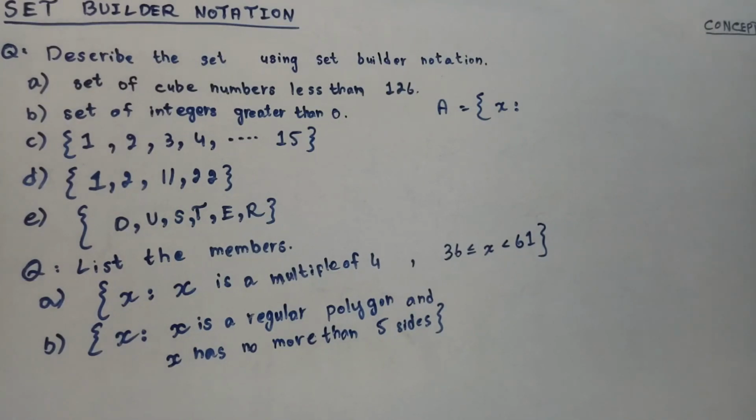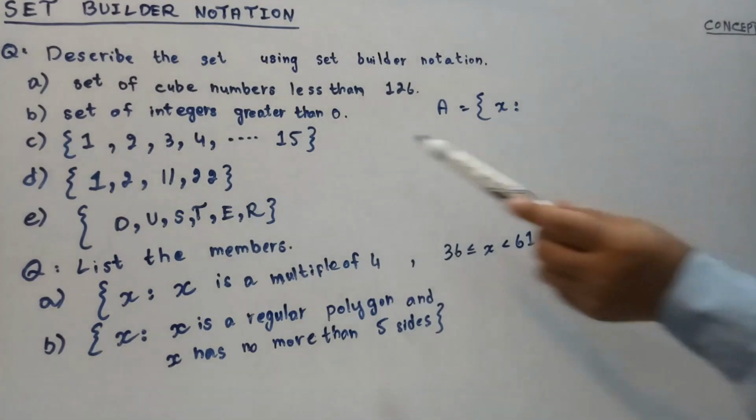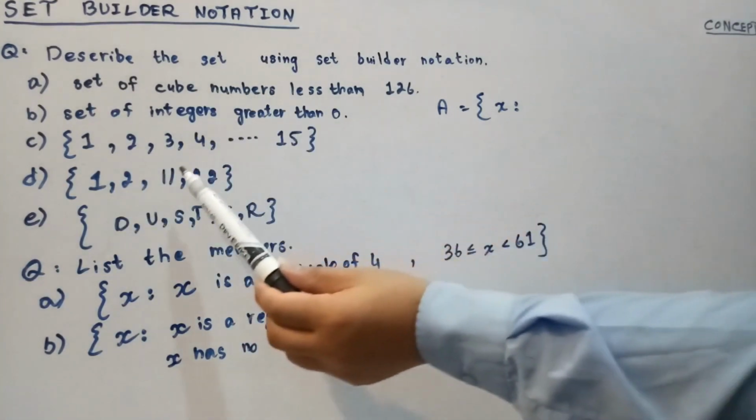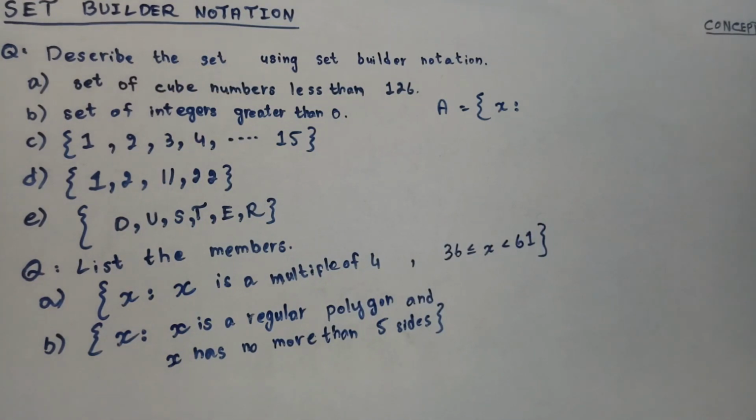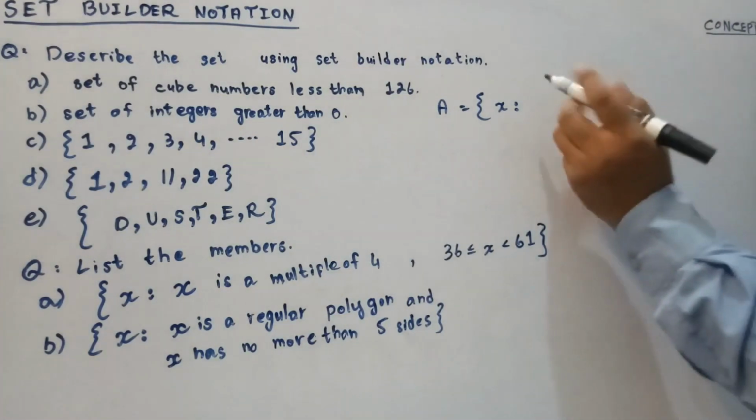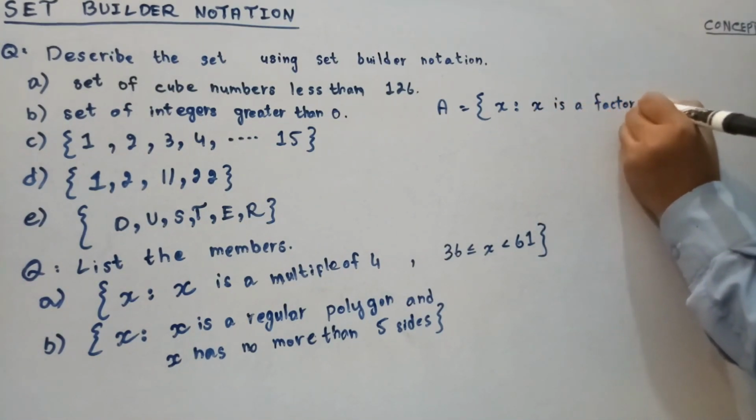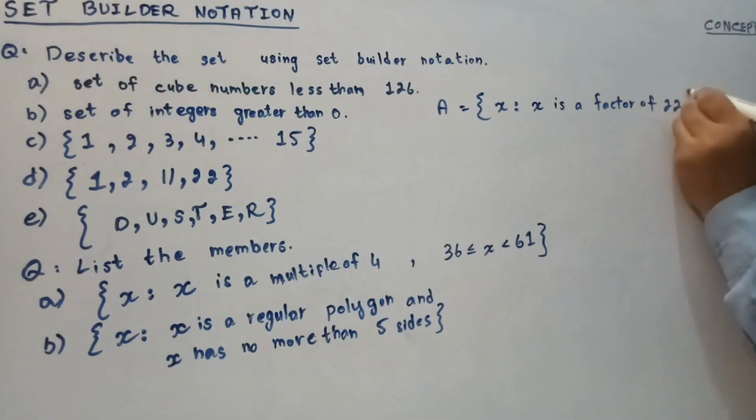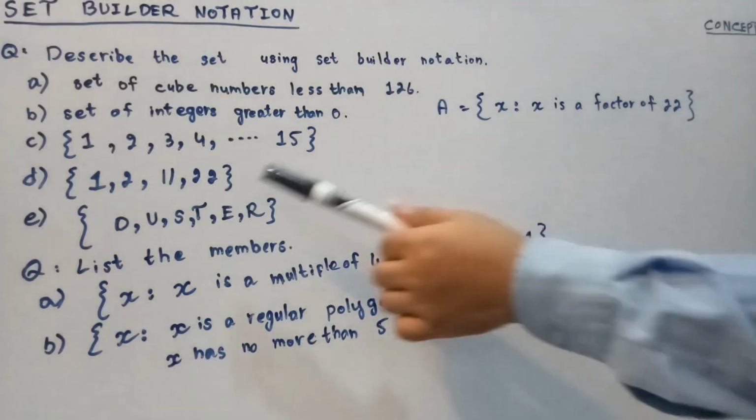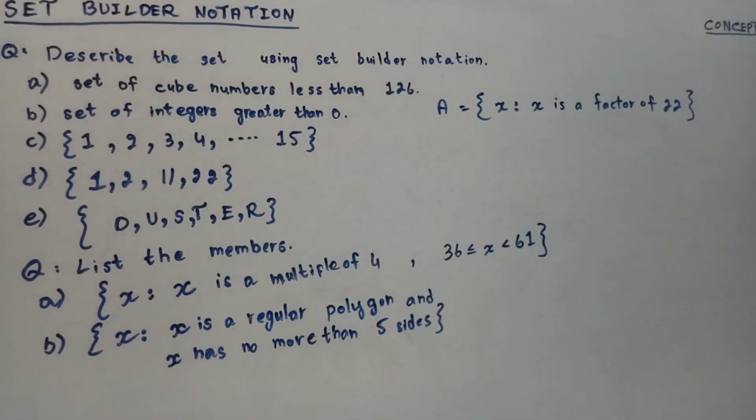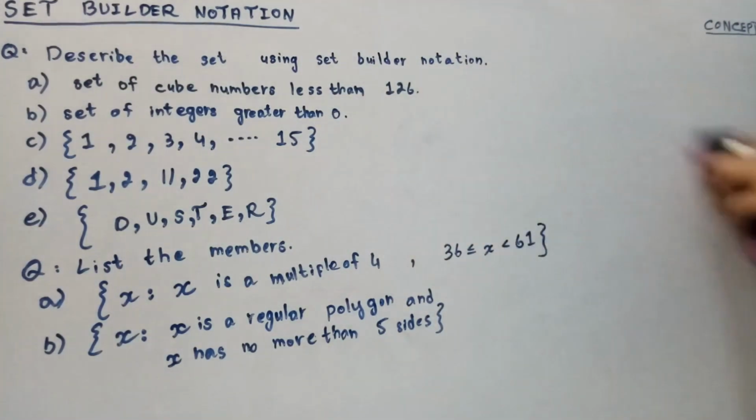So actually, if you look closer, these are the factors of 22. You can see 1 is a factor, 2 is a factor, 11 is a factor, and 22 is also a factor. These four numbers are the total factors of 22. So I can say X is an element such that the element is a factor of 22. So we have described this set. Got it? X such that X is a factor of 22. Now let's move towards our next part.